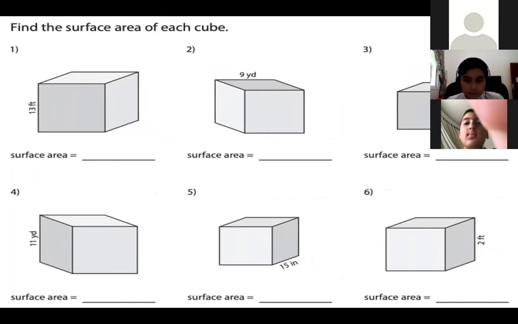So for the first one, let's do it together. What is the side length once again? 13. What would be the area of the first square? 13 times 13, which is what? No, pay attention. Wait, guys. 13 times 13.